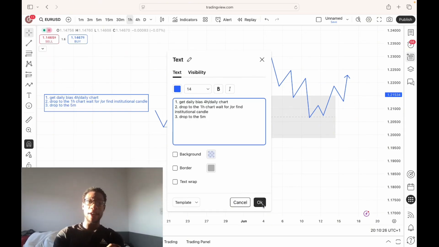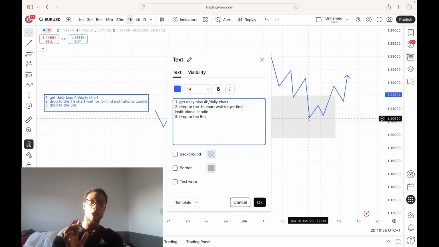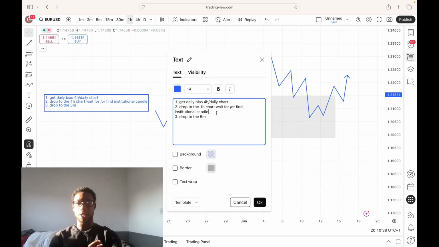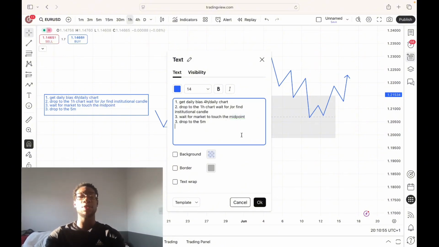Now once we've done that, and we've got the daily bias, drop to the 1 hour chart, wait for or find our institutional candle, and we wait for it to come to midpoint. Yeah, that should be a step in itself. Let's make that step 3. Wait for market to touch the midpoint. There we go. That's probably one of the most crucial steps. All the steps that have wait for are the most crucial steps.